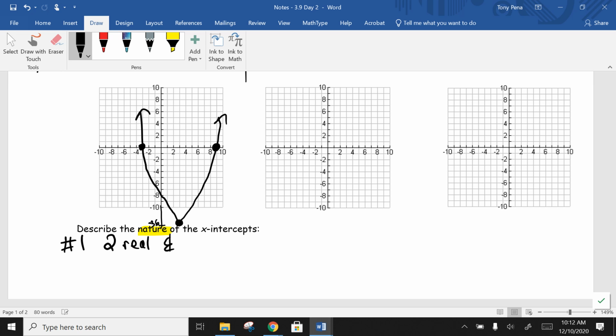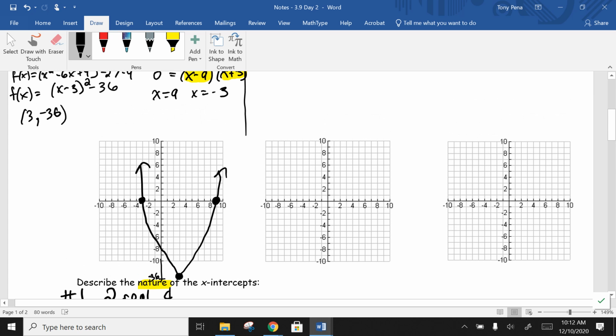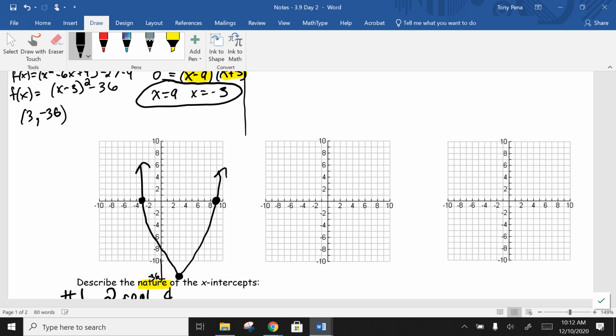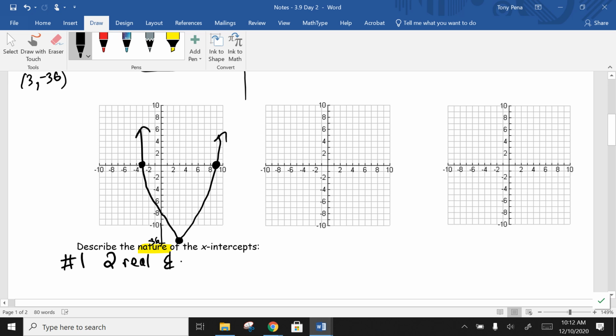And I also would want you to identify, are they rational numbers or irrational numbers? So if we look at the 2 numbers we got, right here, there are no radicals involved in that. Those are nice numbers. So we get two real numbers, and those real numbers are rational numbers. That's what it means to describe the nature or type of solutions that we are talking about. We get two of them. They're real numbers and they're rational numbers. All right?